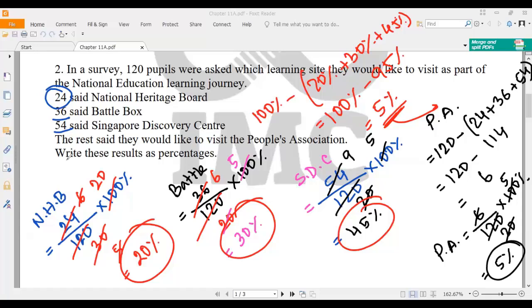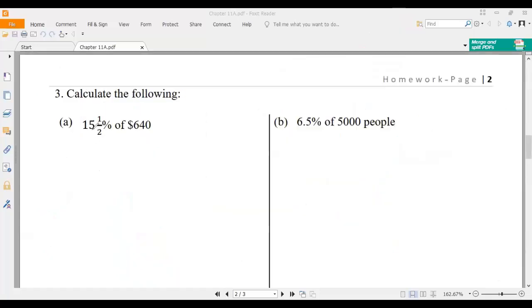Now, question number 3. Calculate the following: 15 whole 1 by 2% of 640. So at first we want to convert this mixed number into an improper fraction. 2 15s are 30 plus 1, that means 31 by 2. Percentage means divided by 100. Of means multiplication, 640.